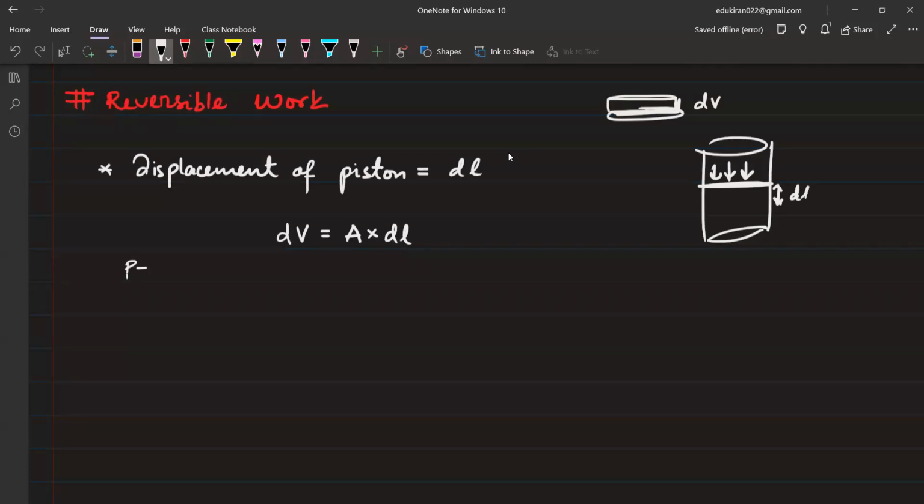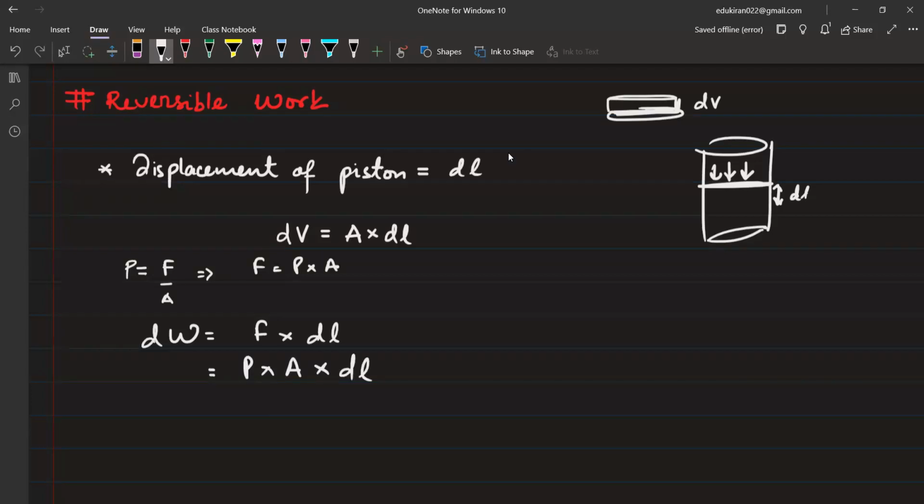And as we have seen previously, P is equal to force upon area. That is why force will be equal to pressure into area. So we can write dW, that means small work done, will be equal to force into displacement, that is dl. Now what is force? Pressure into area into dl. The force is equal to pressure into area.